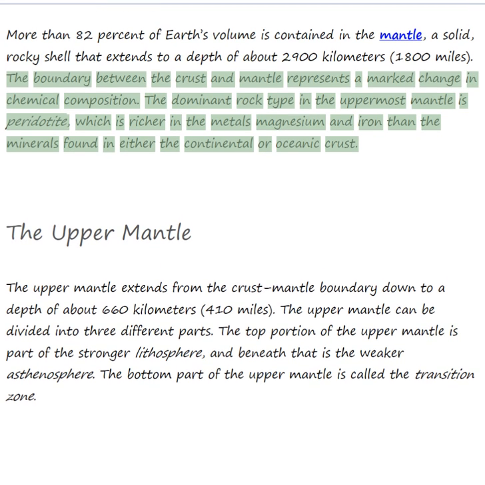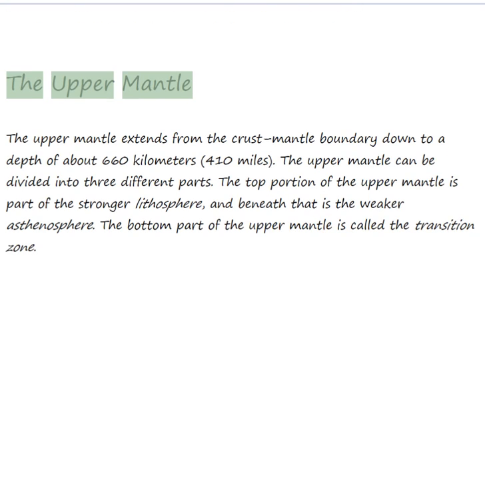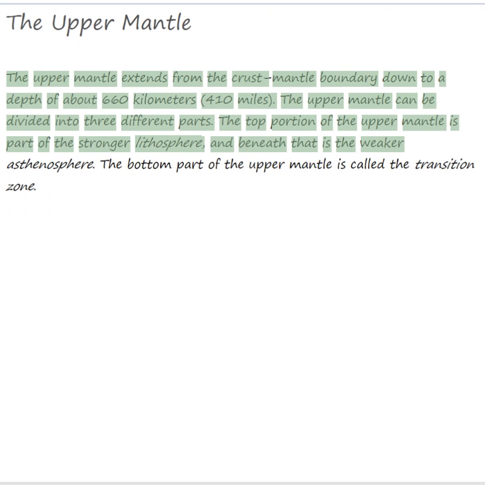The boundary between the crust and mantle represents a marked change in chemical composition. The dominant rock type in the uppermost mantle is peridotite, which is richer in the metals magnesium and iron than the minerals found in either the continental or oceanic crust. The upper mantle. The upper mantle extends from the crust-mantle boundary down to a depth of about 660 kilometers.